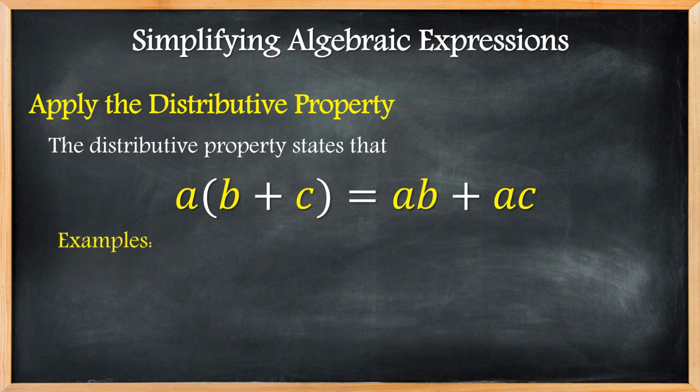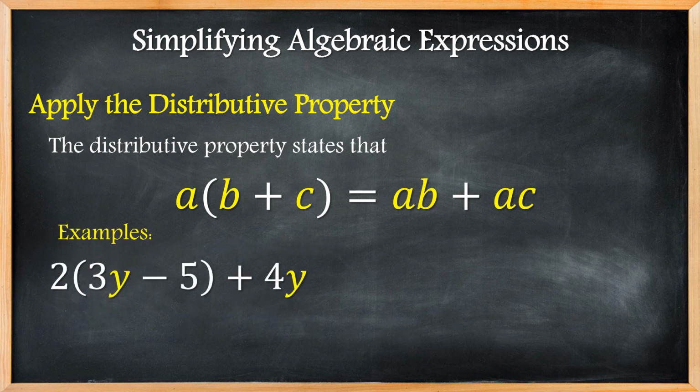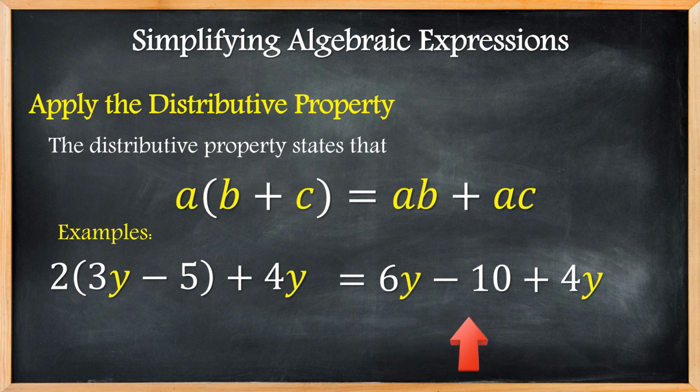Now let's try a slightly more complex example. 2 times the difference of 3 times y and 5 plus 4 times y. First, we distribute 2 to both terms inside the parentheses. 2 times 3 times y equals 6 times y. 2 times negative 5 equals negative 10. Now we have 6 times y minus 10 plus 4 times y.